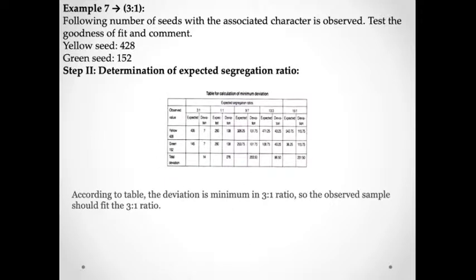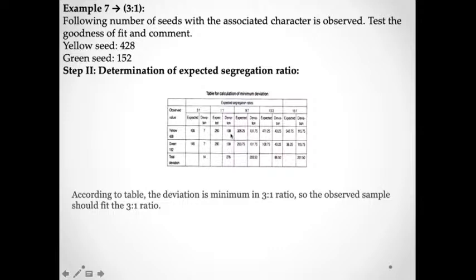So for the determination of the expected segregation ratio, here you can see the observed values. The observed values are yellow 428 and green 152, and the total deviation can be found here. In the case of the 3 is to 1 ratio, the expected values were 435 and 145. So how much deviation do we have? We subtract 428 from 435, it comes out to be 7, and also 7 here. So we add them together, the total deviation is 14. And in the same way we'll calculate the deviations in the other cases.